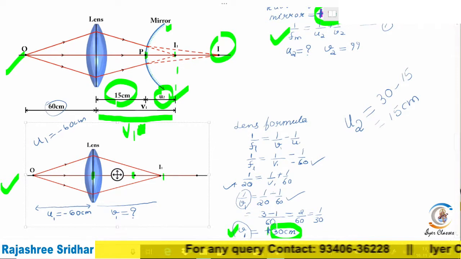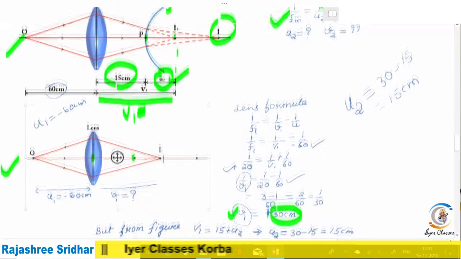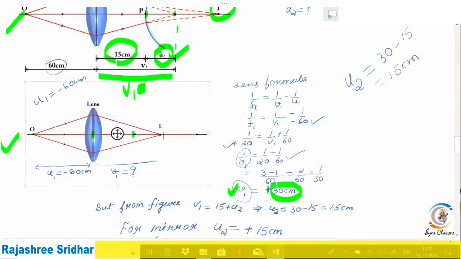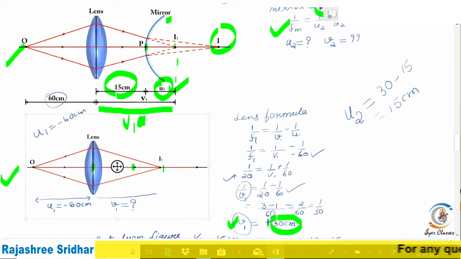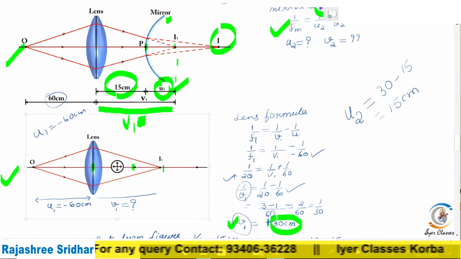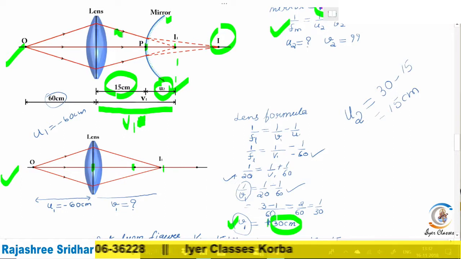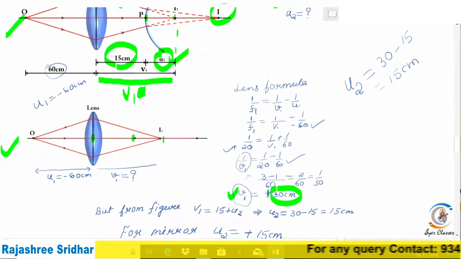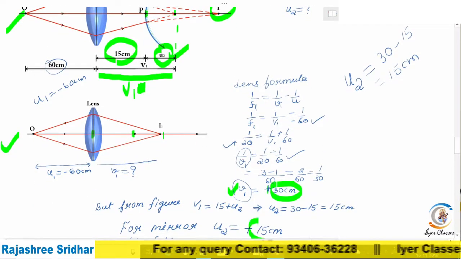That means the object distance for the mirror is equal to 15. Now, plus 15 or minus 15? It has to be plus 15. Why plus 15? This is because PI is measured in the same direction as that of the incident ray. As per the sign convention, the object distance for the mirror has to be positive. So I should take this as plus 15 centimeter.